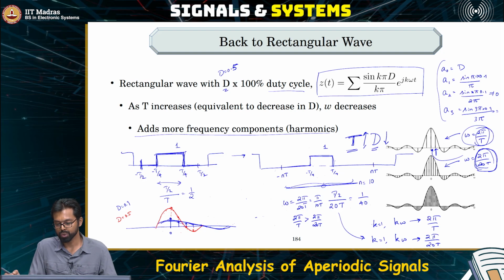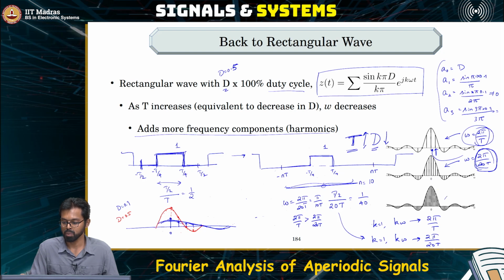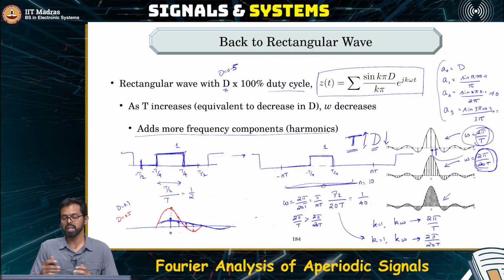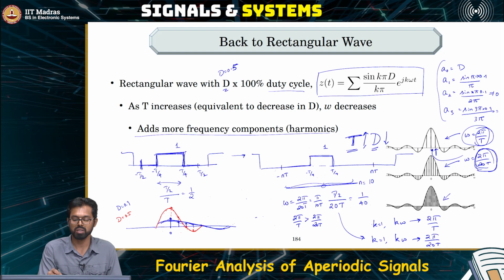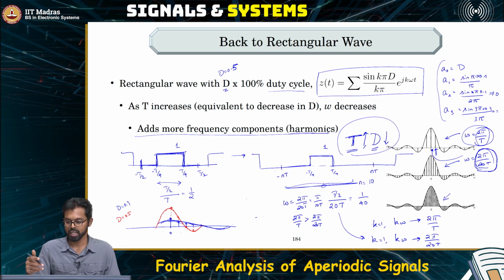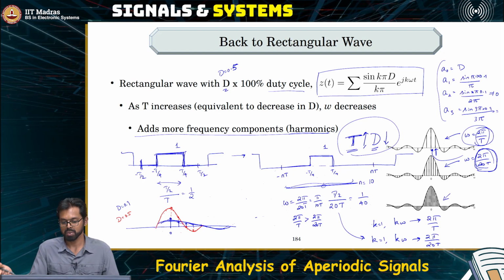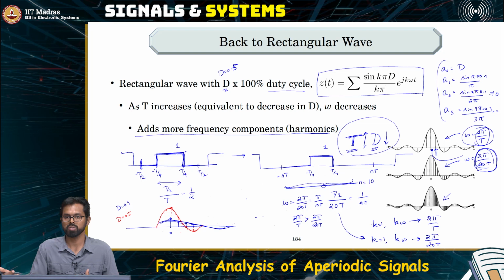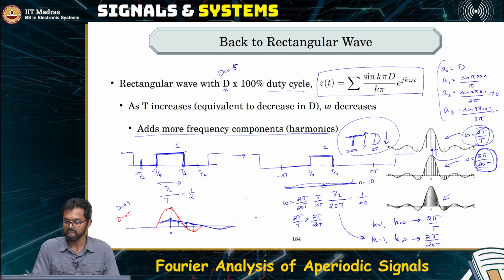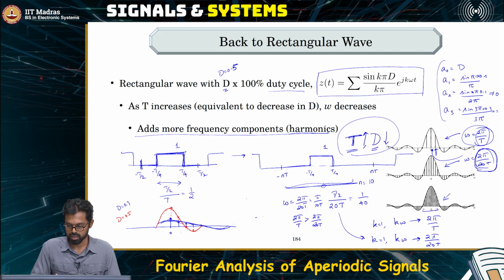In the corresponding Fourier series coefficients, if you plot them as a graph, then the number of points keeps increasing. That is, the number of harmonics that you have to add to represent this new signal keeps increasing. So more and more frequency components add, and then the density of the plot changes. It becomes more and more dense.